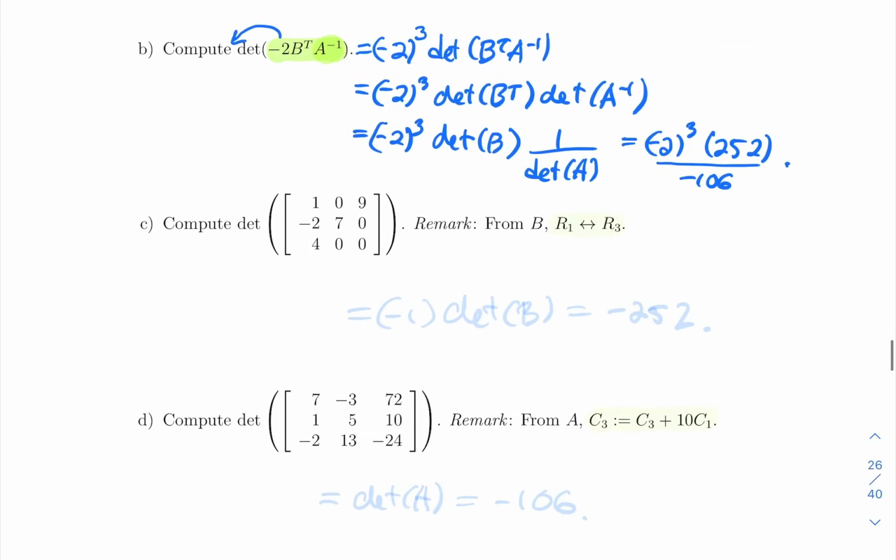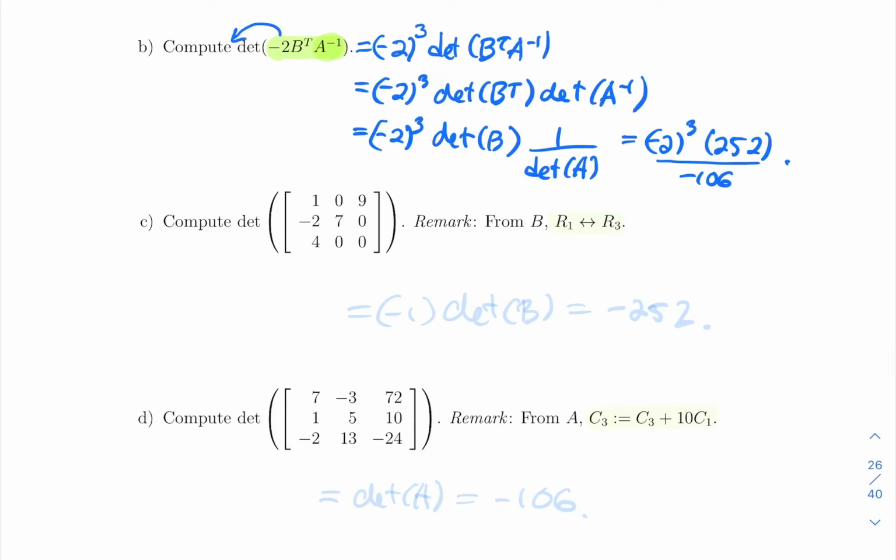So now for the last two examples, we have a new matrix where for C, we took the matrix B and we did a swap between row 1 and row 3. So directly this means that when you're going to compute this determinant, you need just to multiply the original determinant of B by minus 1. So because the determinant of B is just 252, you just get minus 252. So doing one swap just changes the sign of your determinant.